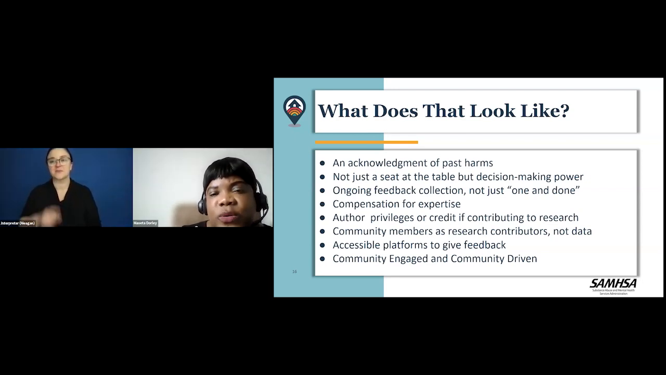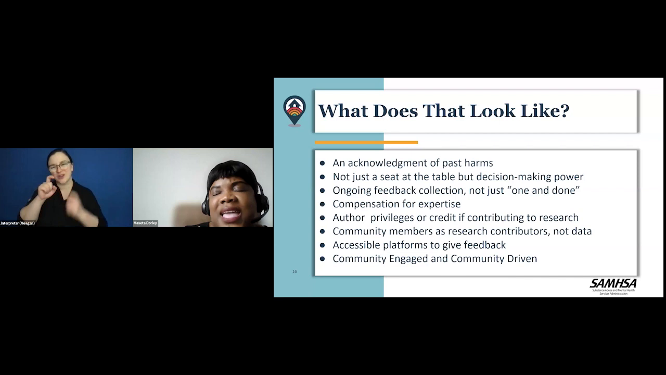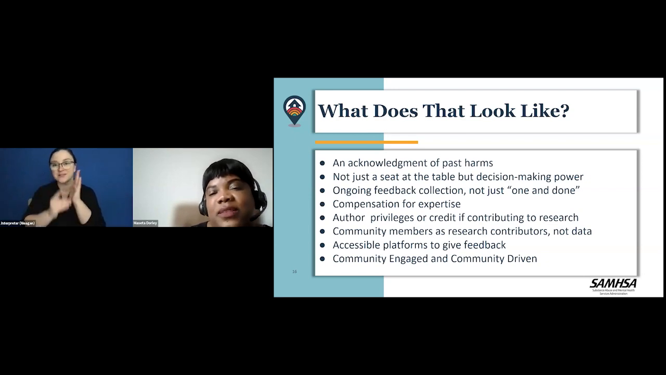You also want to ensure that when you center your data, it offers authorship privileges or credit if contributing to research, meaning that folks who participate and who are involved are not just, again, what we said, just providing input. They are provided those privileges and they are provided the acknowledgement that they help with the work, they help foster the work, they help design the experiments, if they want that acknowledgement.